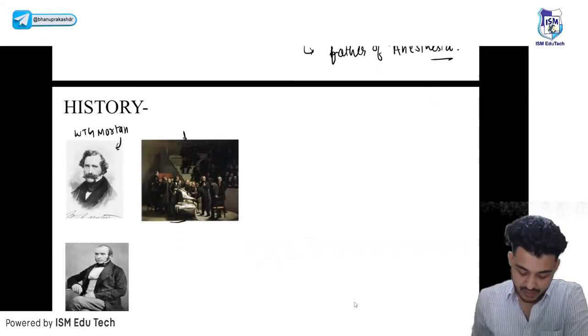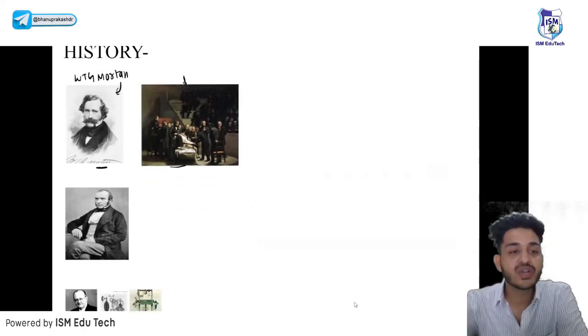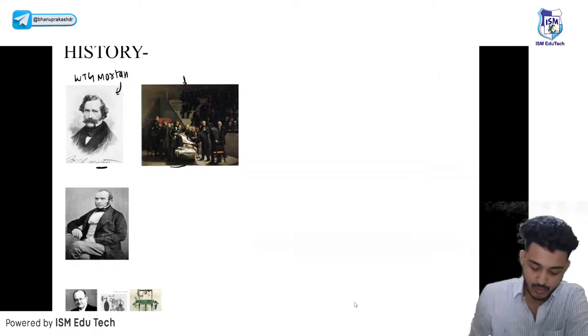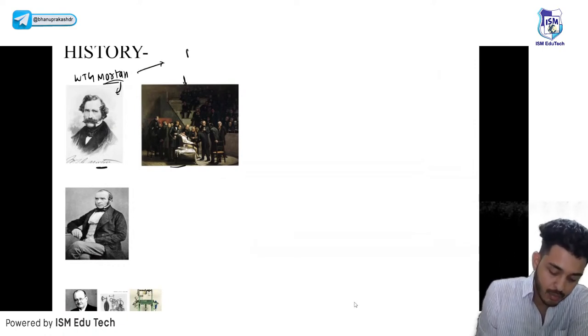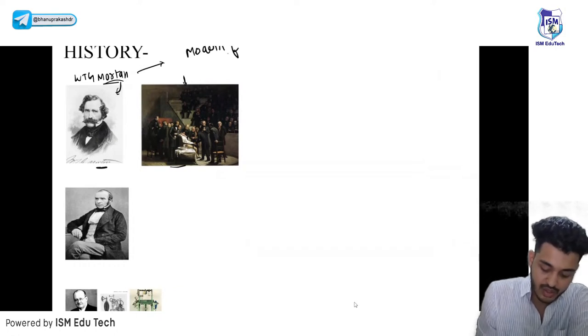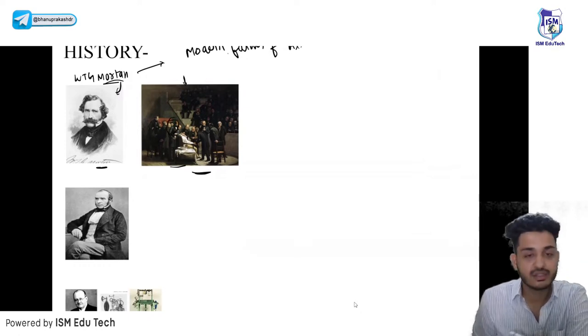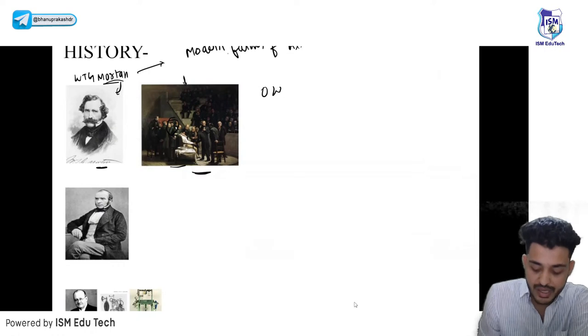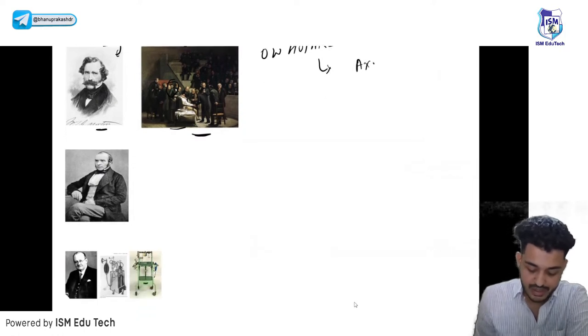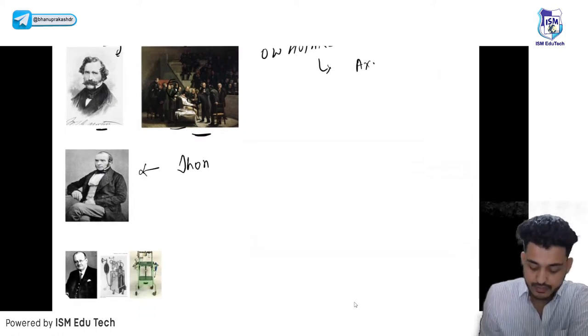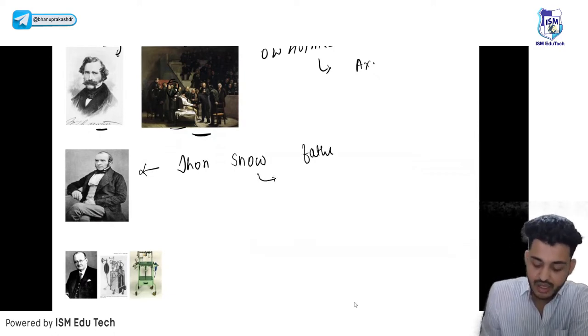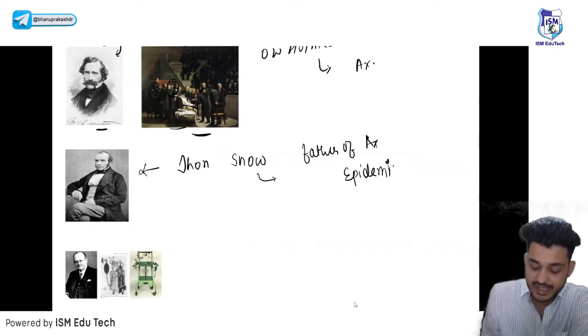Till now, what we have learned: WTG Morton is the modern father of anesthesia. Just remember it like that. He demonstrated it. There was another scientist standing there, Oliver Wendell Holmes. He gave the term anesthesia. This one is John Snow. John Snow is also considered the father of anesthesia and father of epidemiology. In some books it is written.